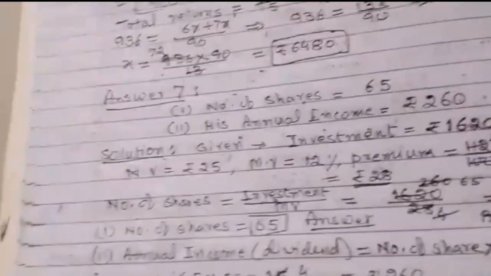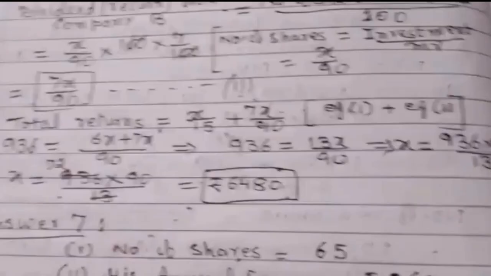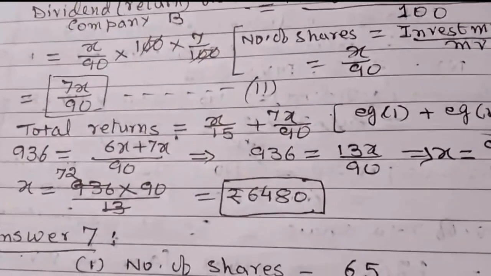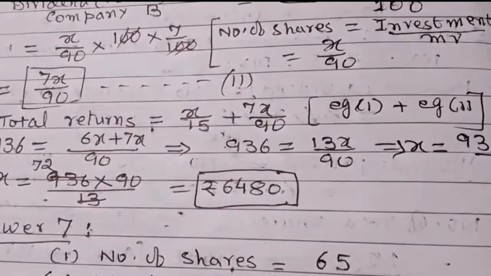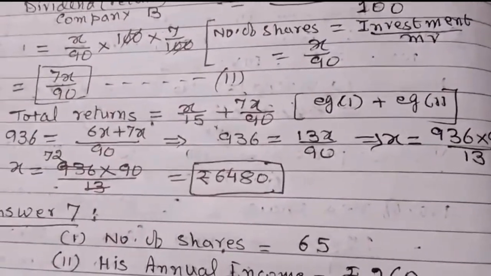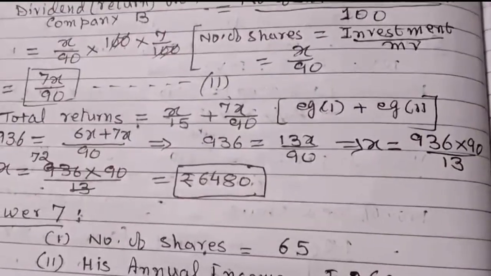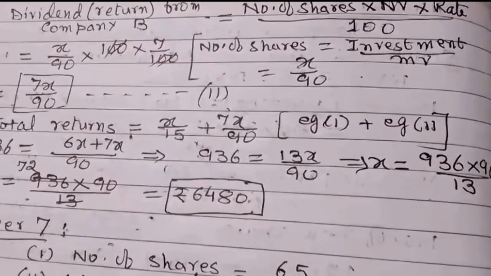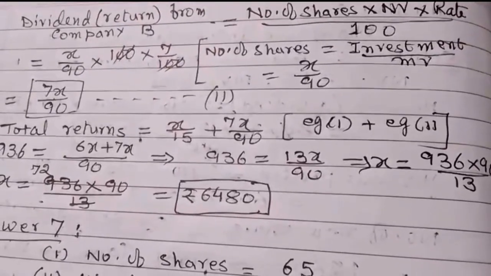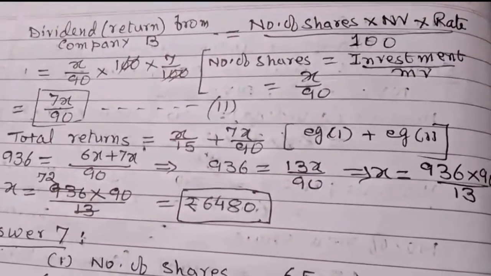Now it's given that the total return or total dividend is equal to 936. That is, x upon 15 plus 7x upon 90 is equal to 936. x upon 15 is his dividend from company 1, 7x upon 90 is his dividend from company 2. So therefore 936 is equal to x upon 15 plus 7x upon 90.